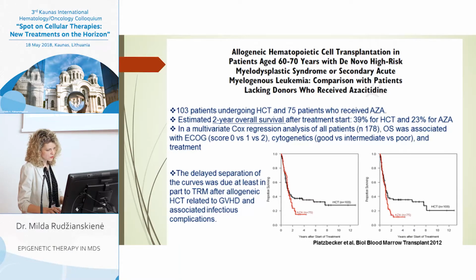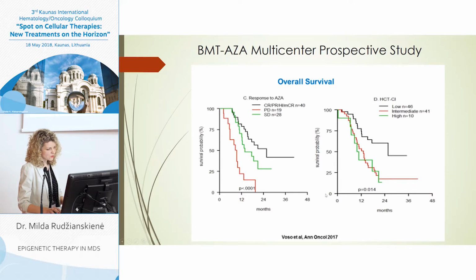stem cell transplantation. And here is also the data from the Italian trial, in which patients who were treated with azacitidine after allogeneic stem cell transplantation and who received a response, complete response, partial response, or hematological improvement, or even stable disease, did significantly better in overall survival than patients who had a progression. And this response was influenced by the low comorbidity index at diagnosis.